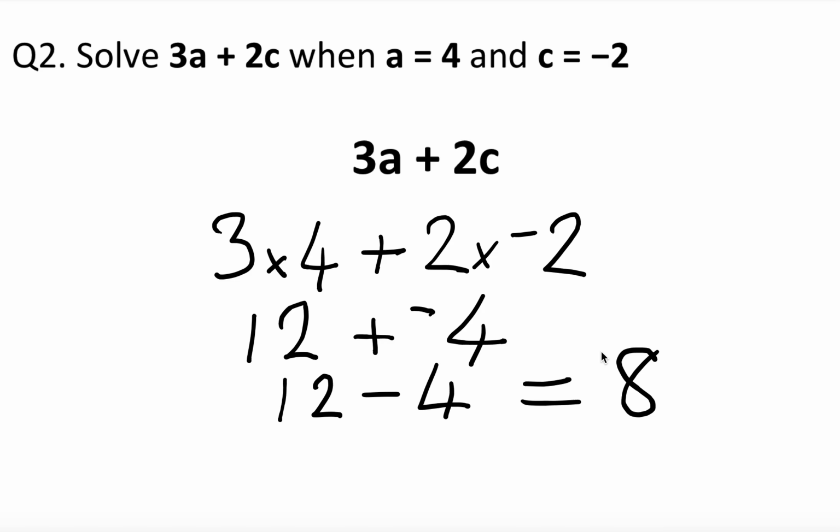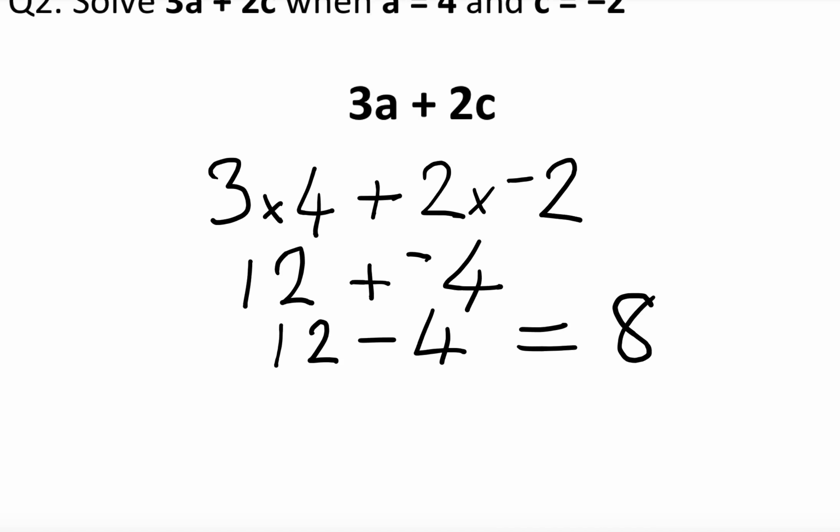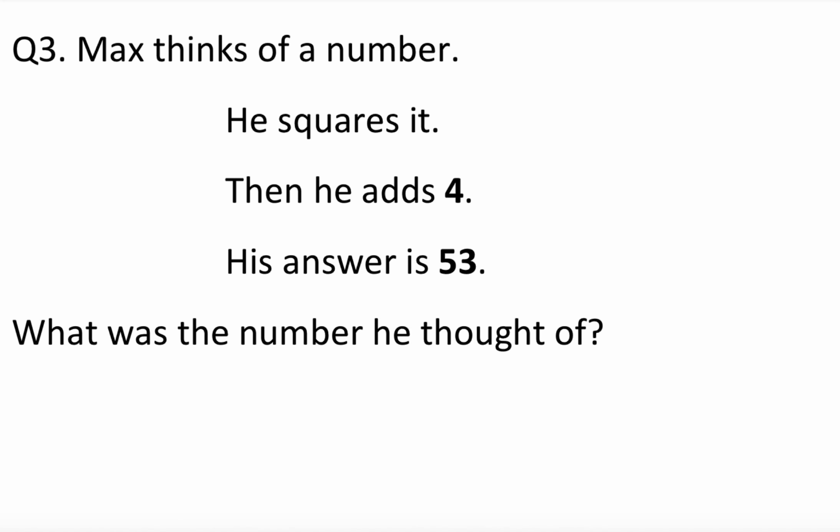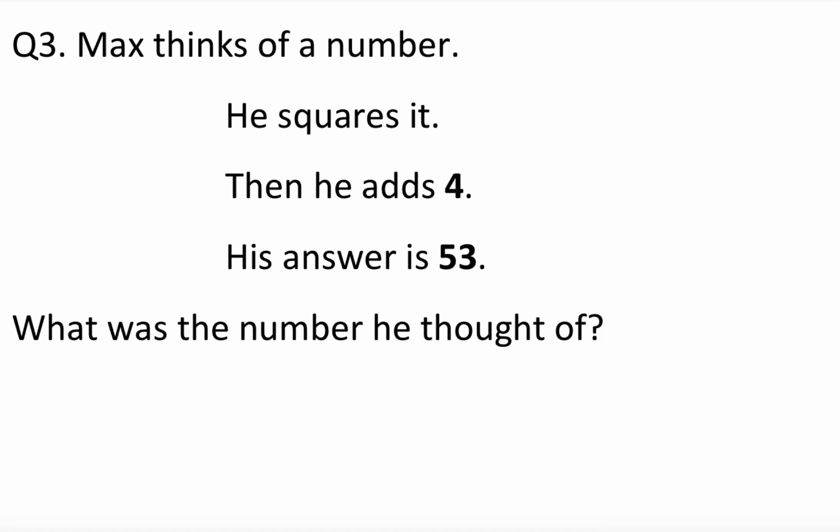It's not too difficult. So let's have a look and see what the next question is. Question 3. Oh, this is like a Christmas cracker one. Somebody might ask you this from a Christmas cracker. Max thinks of a number. He squares it. Then he adds 4. His answer is 53. Ooh, well, then you've got to think of all this in your head. What was the number he thought of?